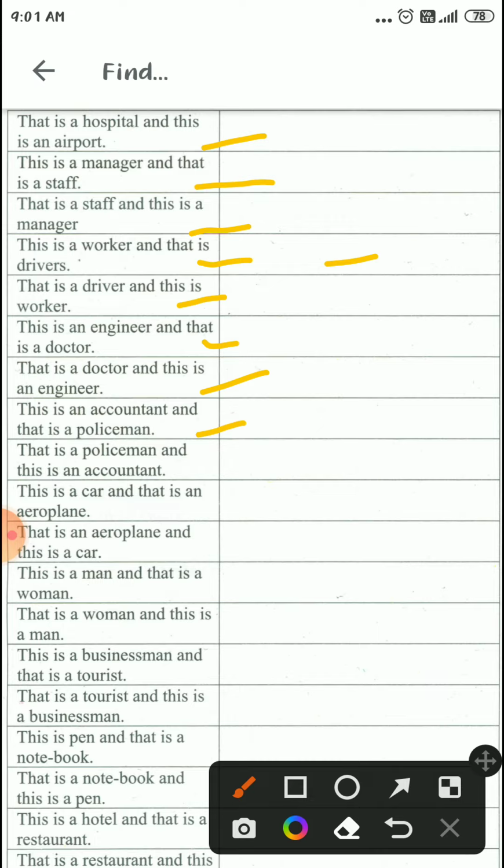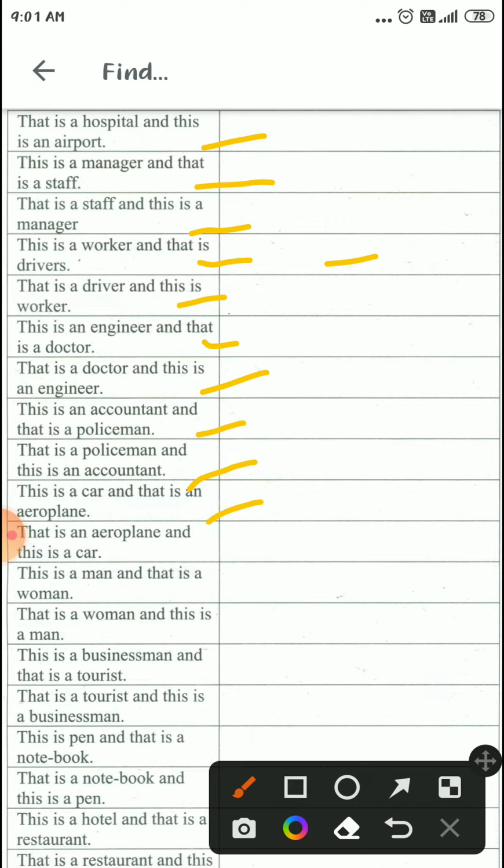This is an accountant. هذا محاسب. And that is a policeman. وذلك شرطي. That is a policeman. ذلك شرطي. وهذا محاسب. And this is an accountant.